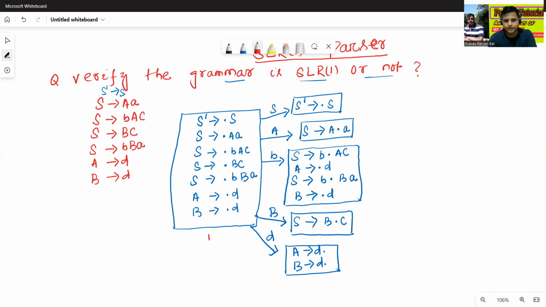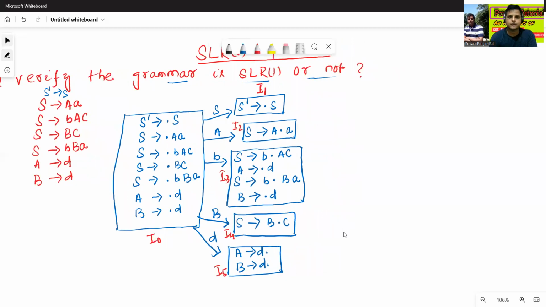Now we just number the sets: this is I0, this is I1, this is I2, this is I3, this is I4, this is I5. So I1 is completed now. This is A, so A to A dot.